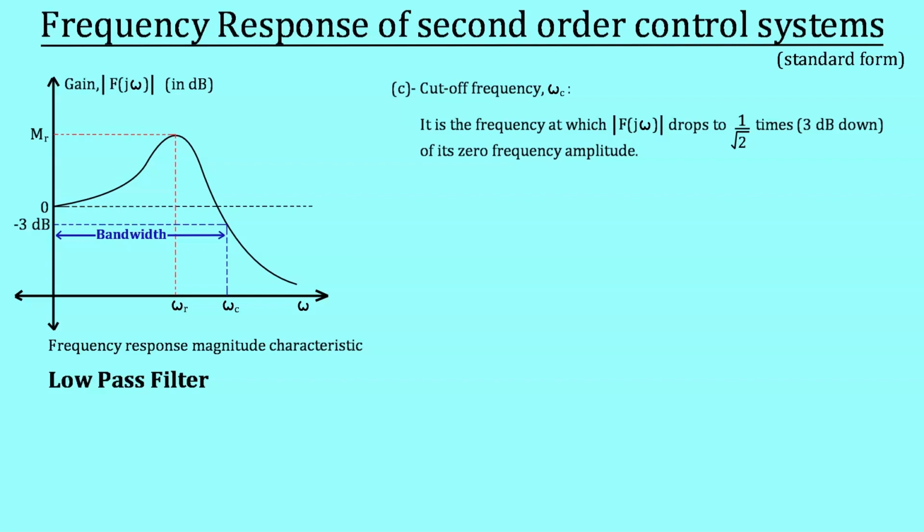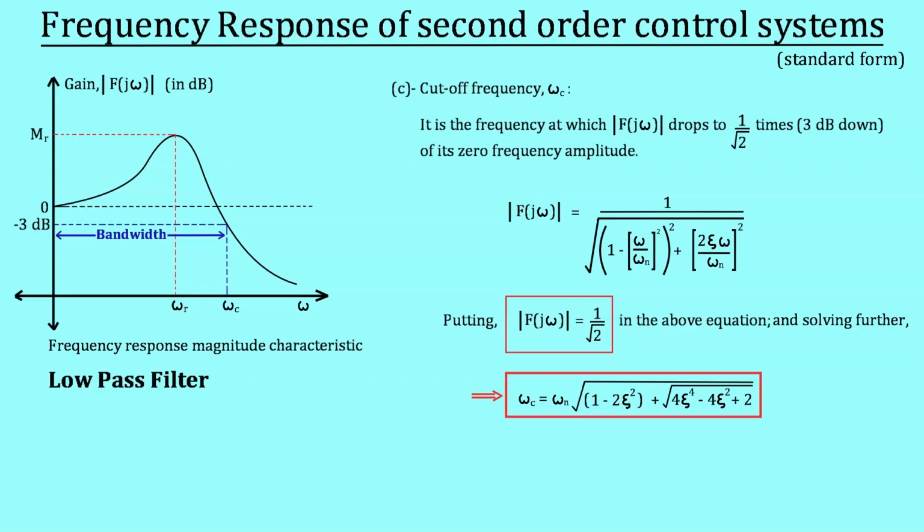The cutoff frequency is the frequency at which the magnitude of the transfer function drops to 1 by root 2 times of its zero frequency amplitude. The last three words, which is zero frequency amplitude, is specific to this case only, as I have told you already that we are focused on second order control systems, which by mere coincidence comes out to be a low pass filter. We already know the formula for the magnitude of the transfer function.